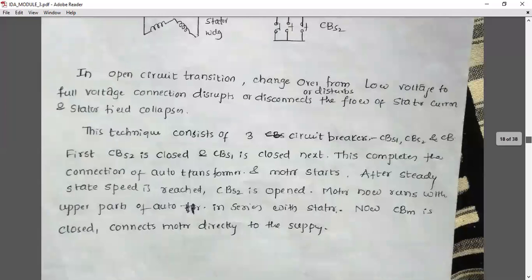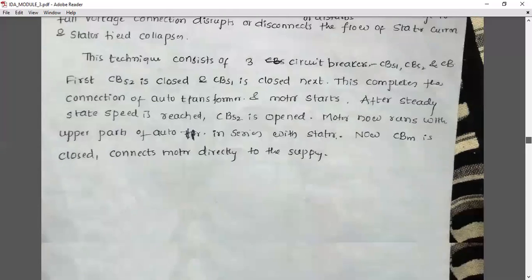So that's what we have written here. Which switch we have to open and which switch we have to close is explained in this paragraph. We can go through that.